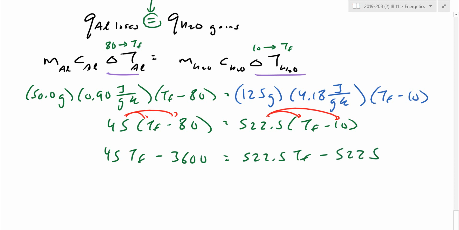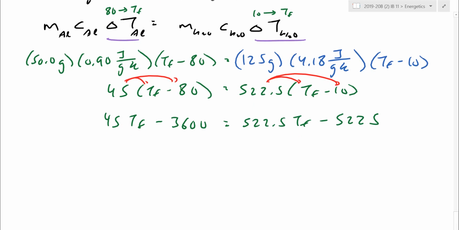Okay. And at that point, you can stop copying because I mentioned I purposely left a mistake. If I then combine like terms, I add the 45 over, 522.5 plus 45. That gives me, don't copy this yet, 567.5 T_F. And the other side is negative 3600 plus 5225, which is 1625. So therefore, my final temperature is 2.9 degrees, or 3 degrees Celsius.